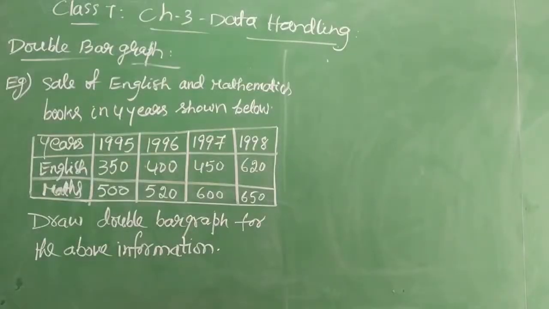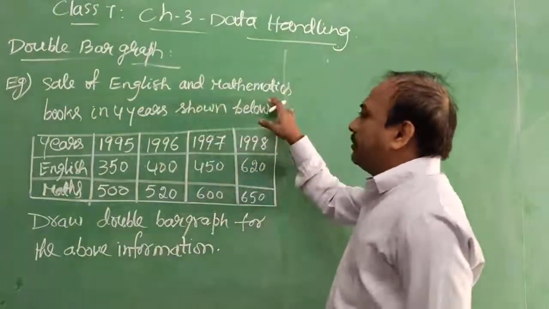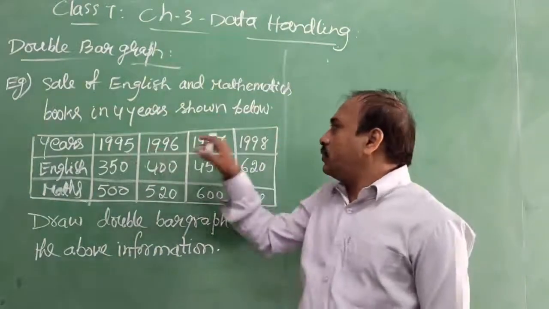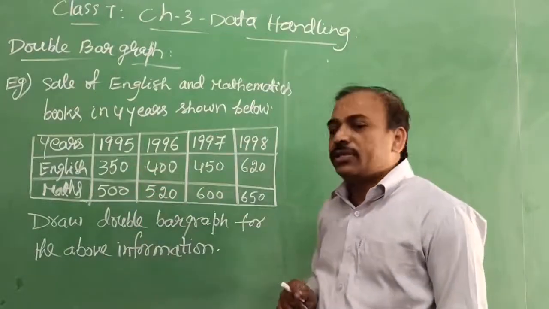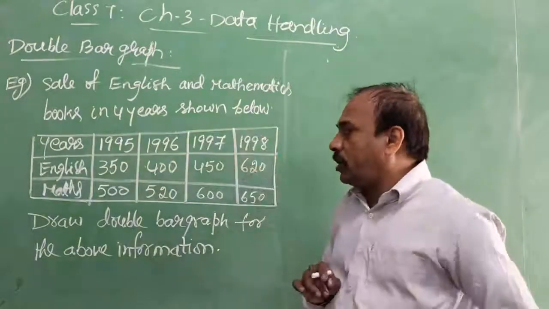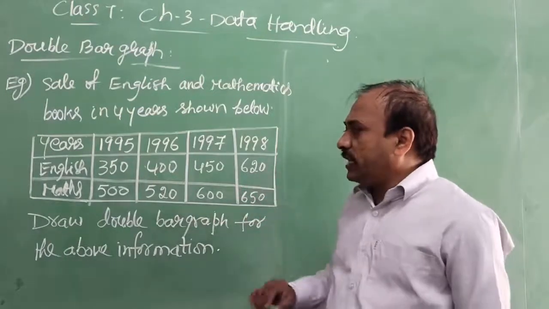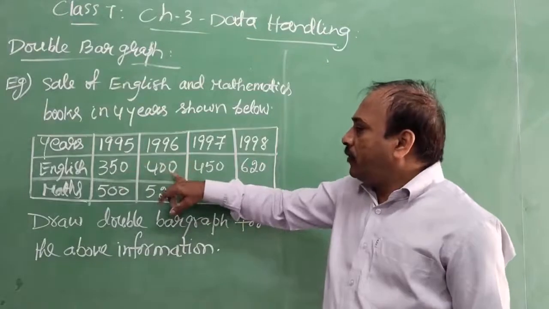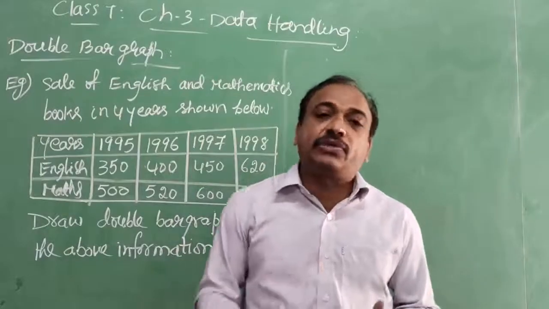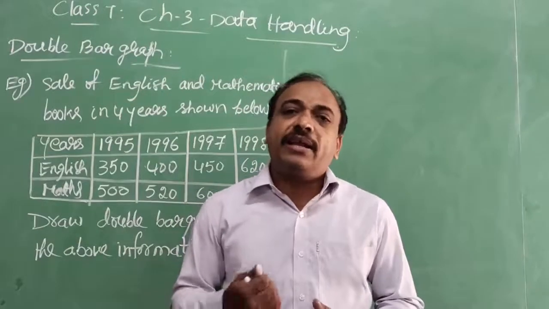Let us see one more example about a double bar graph. Sale of English and mathematics books in 4 years is shown below, from years 95 to 98, English and mathematics books. Draw a double bar graph for the above information. If you see, each one is 350, 400, 450, it is in hundreds. So you must be careful while selecting the scale. Choose the scale appropriate, which is suitable to the given information.